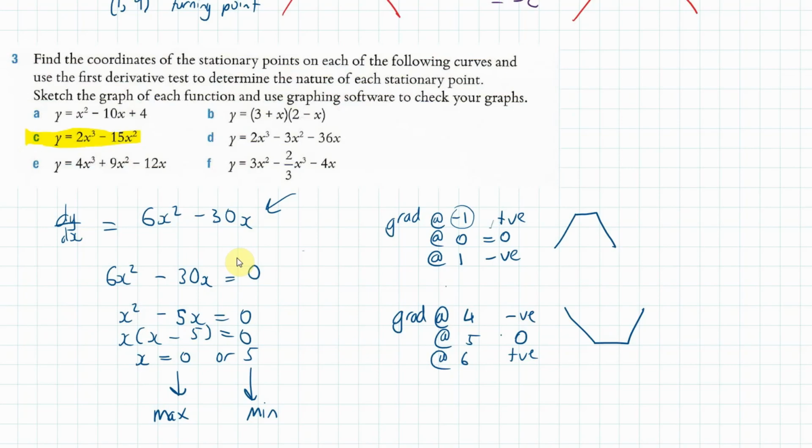So if I was to sketch this, I know that I've got a maximum point, and then I've got a minimum point, and this maximum point is at 0, and I could chuck in that 0 to get my y value. I could chuck it into this equation here, and this minimum point is at 5. Okay, and you can check this on Desmos.